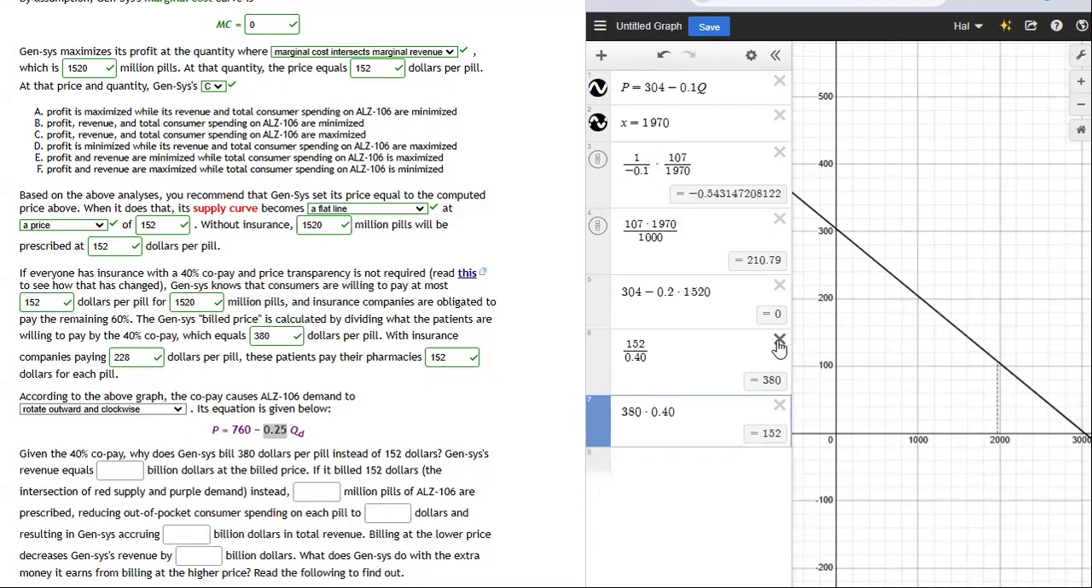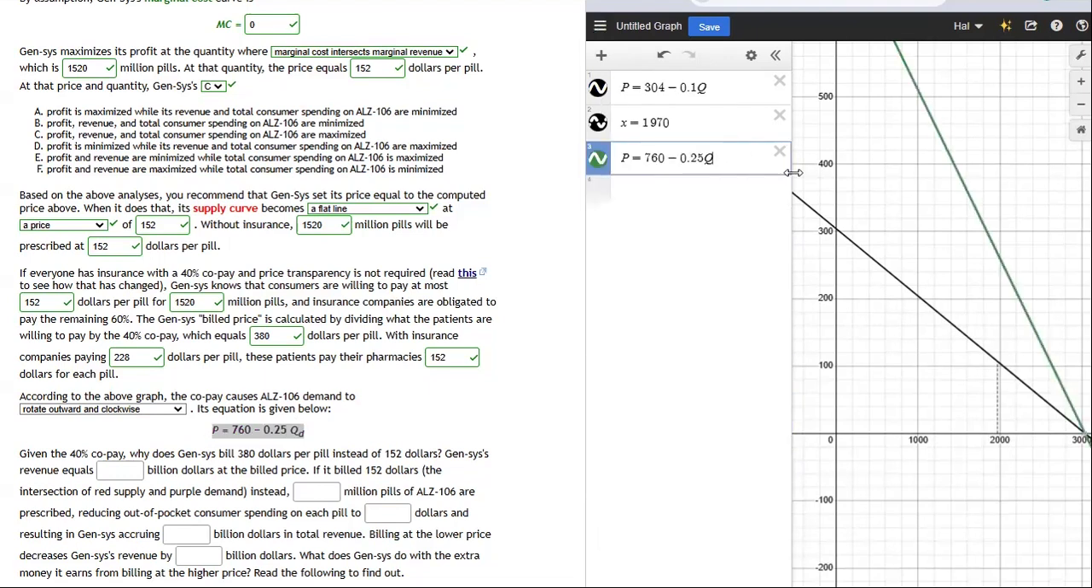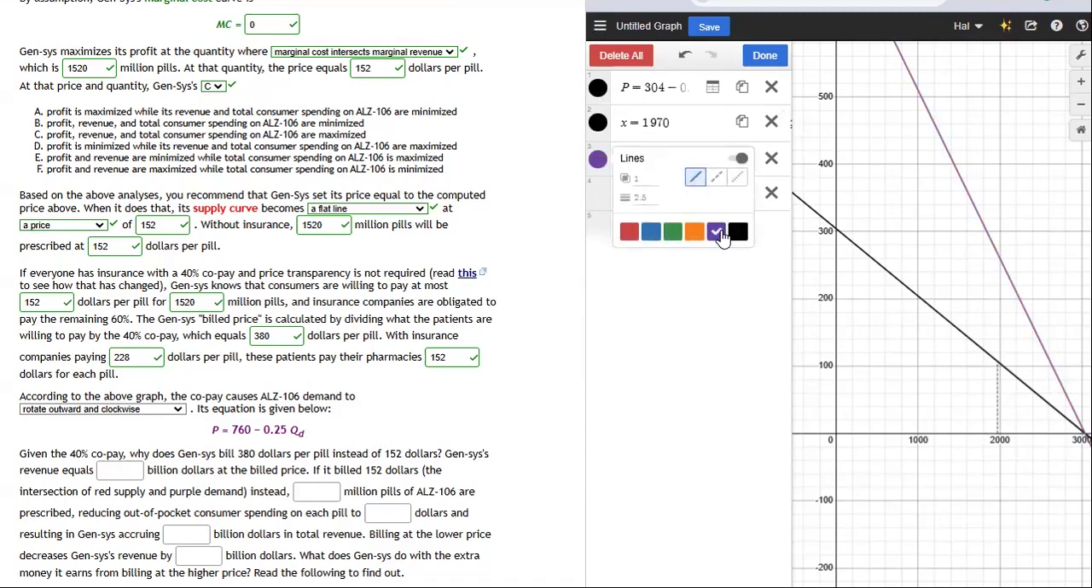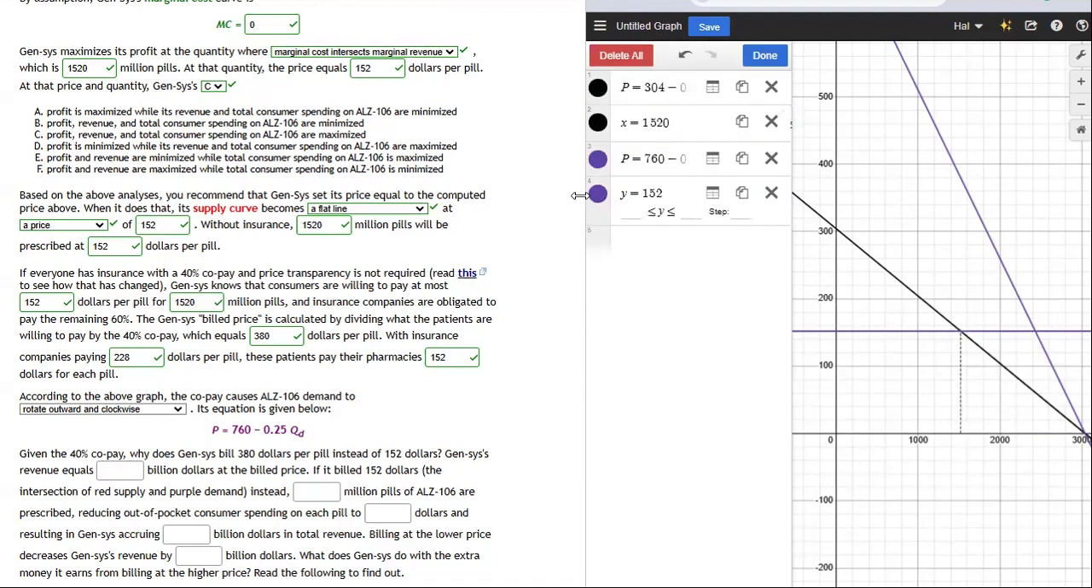I'm going to delete these values. I copied in the new demand equation. I need to change the color of it to match my map, purple. I'm also going to draw in the supply curve. To graph the supply curve, we have to remember that price is the y-axis. So we're going to type lowercase y equal to the monopoly price, 152, the price that consumers are willing to pay. I'm going to reset the quantity here, 1520, and then I need to change the color of this to red.